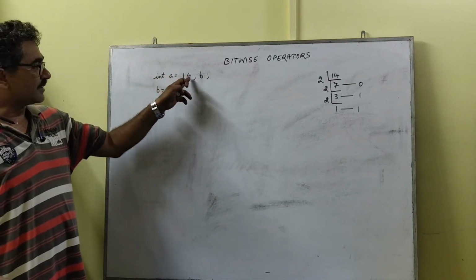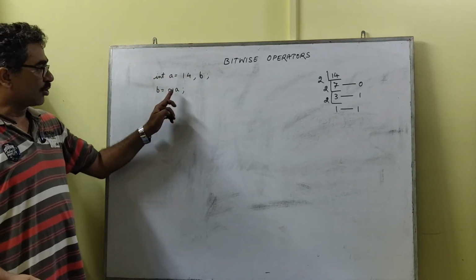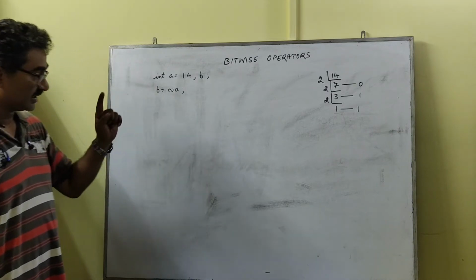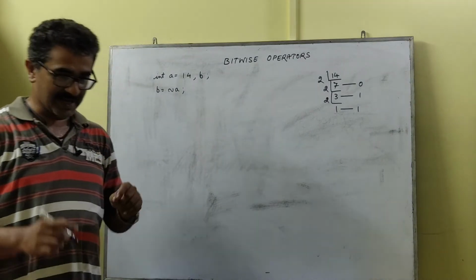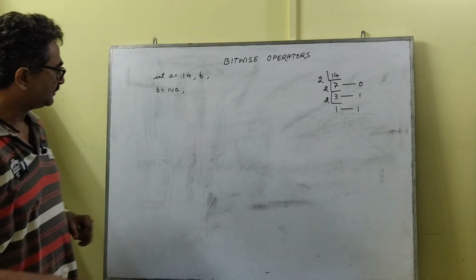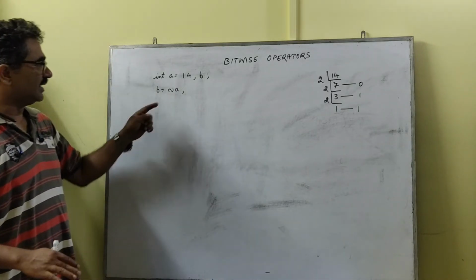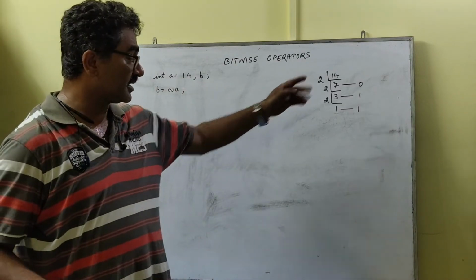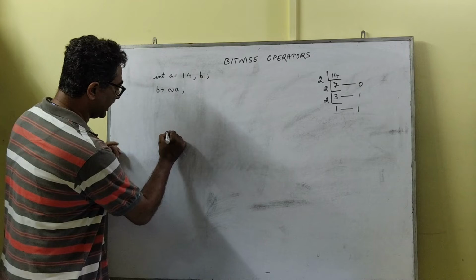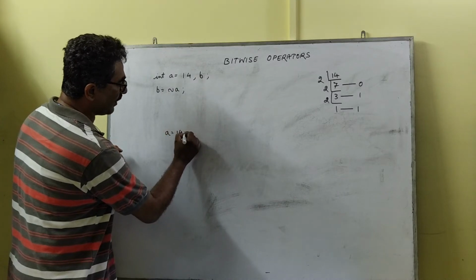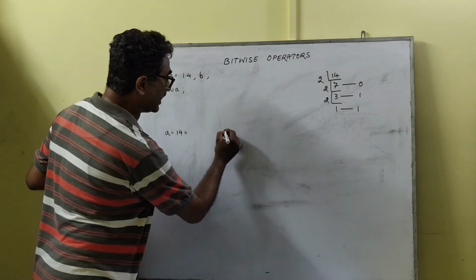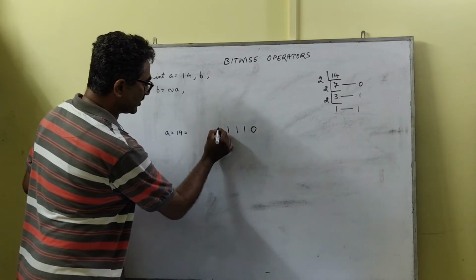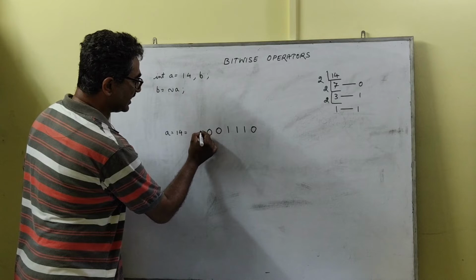Now A happens to be 14. When the NOT operator is used, what is the value which gets stored in B? This is very interesting, and it is concerned with the 2's complement. The value of A is 14, so I have already found the binary representation of 14. That is, A is 14, and the binary representation of 14 happens to be 1110. For simplicity, we write the last 8 bits.